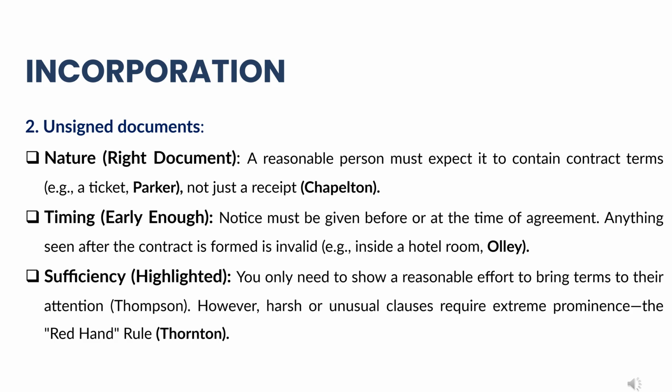This is known as the red hand rule, developed in Thornton v. Shoe Lane Parking. Lord Denning explained that especially burdensome clauses must be displayed very prominently, almost as though a red hand were pointing directly to them. Together, these rules show how the courts attempt to ensure that exclusion clauses are not hidden unfairly within unsigned documents.